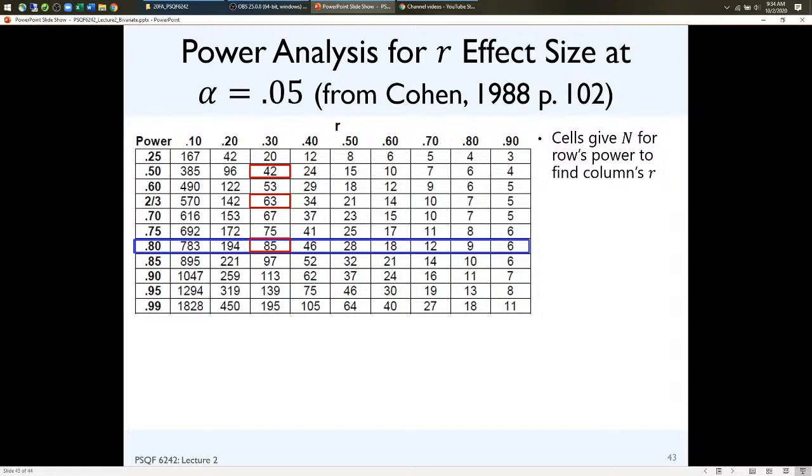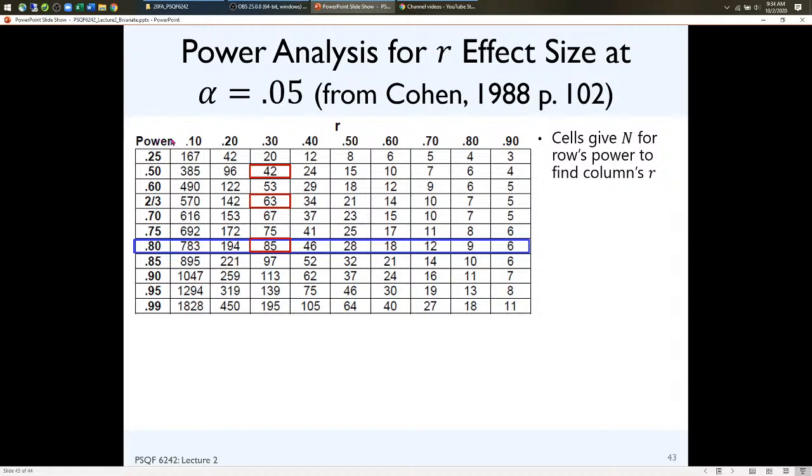So there are tables for r effect sizes, which is a correlation metric ranging from -1 to 1, and d effect sizes, which is a standardized mean difference metric where 0 again corresponds to no association, but there is no upper boundary. And I have tables for alpha of 0.05 or 0.01, so this is the table that corresponds to an r effect size at an alpha of 0.05.